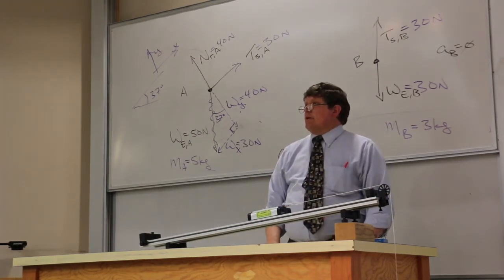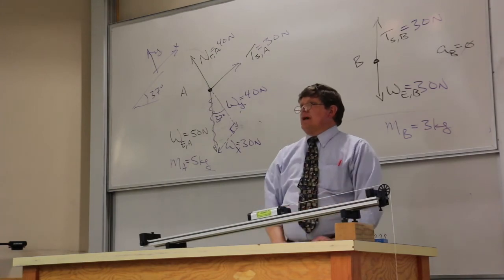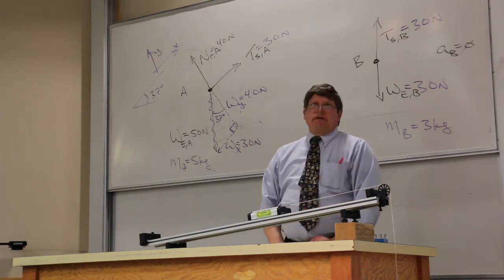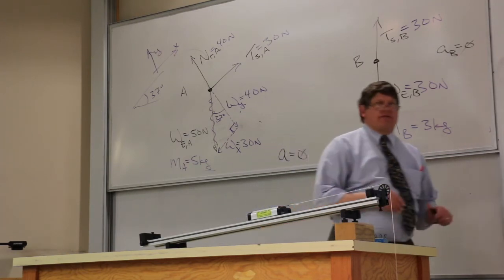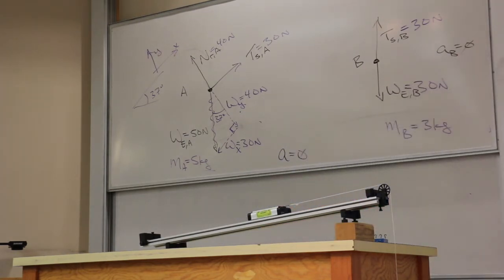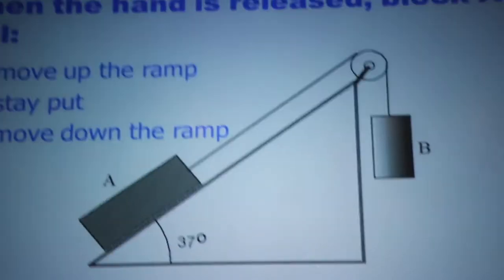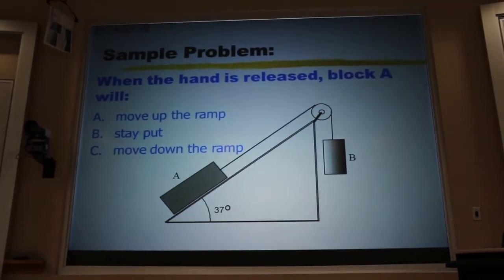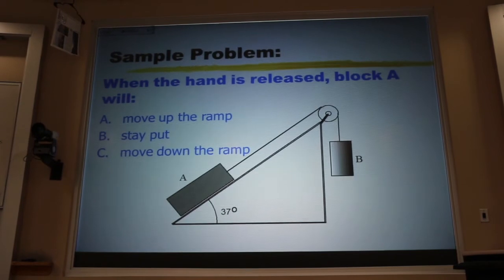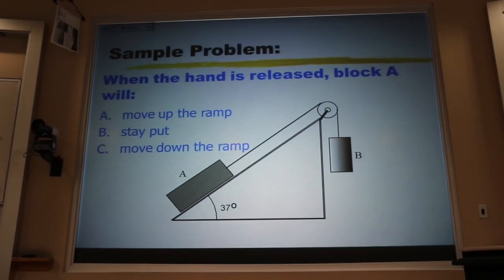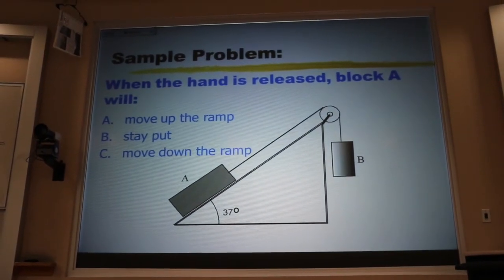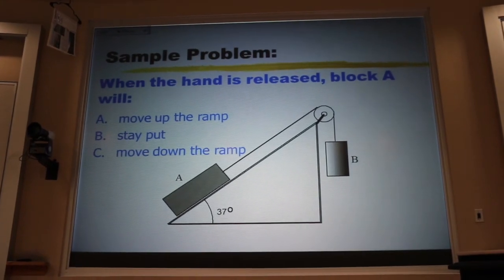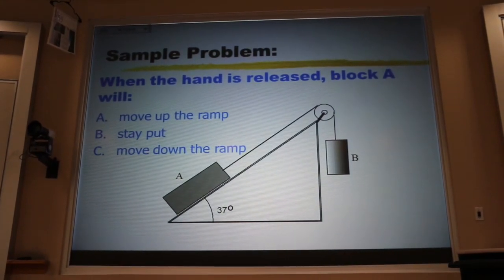It has 0 acceleration and 0 initial velocity. It keeps that 0 velocity. Check that your neighbor's okay with that. The answer is B. Stays put. Okay, questions on that problem? You're going to have a problem on your test involving strings and ramps.